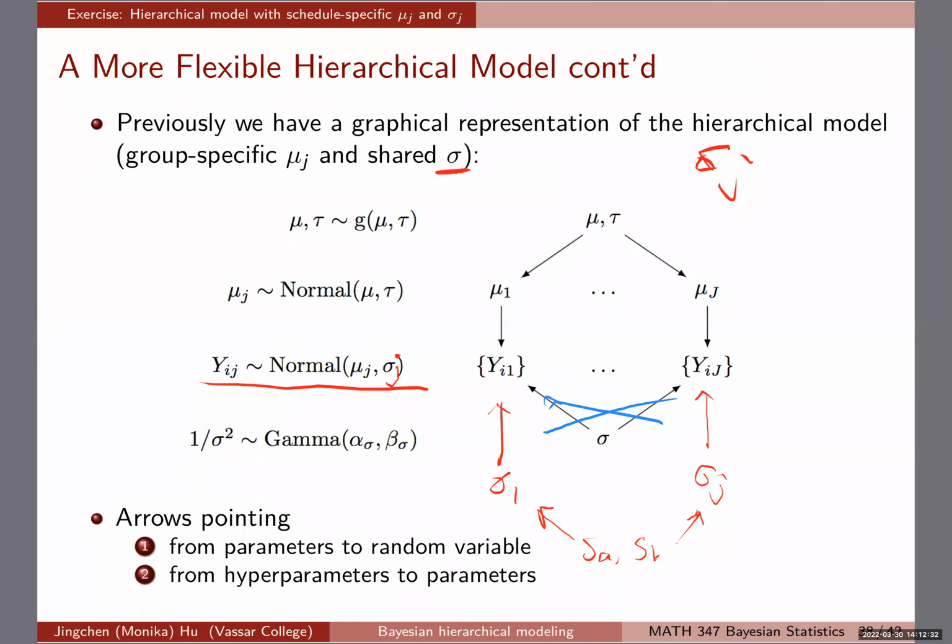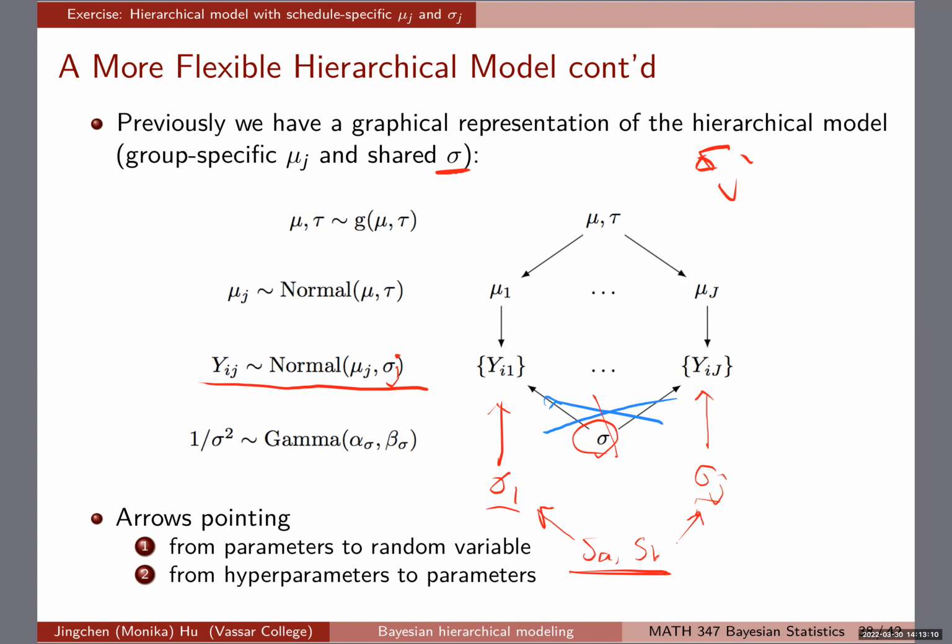And then at the bottom part, we can utilize that section for representing the sigmas. So we don't have a shared sigma anymore. We have a sigma for each particular group, so it's going to be group specific. So we have sigma one pointing to yi1, that's group one, and sigma j to yij, that's group j. And then at the end of the day, we also have the hyperparameters pointing to the parameters themselves. In the past, we only had the top part because we didn't have a group-specific or schedule-specific sigma j, so everything was a little bit simpler.